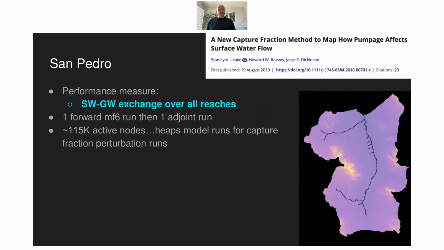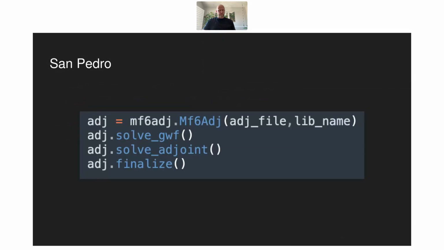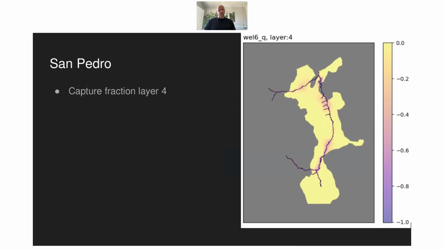To do this analysis, it's one MODFLOW 6 run, one adjoint solve. There are 115,000 active nodes, which means you would have to do heaps and heaps of model runs if you wanted to do this in the perturbation style. There's the code you have to run. It's the same code I showed before. And now we can make maps.